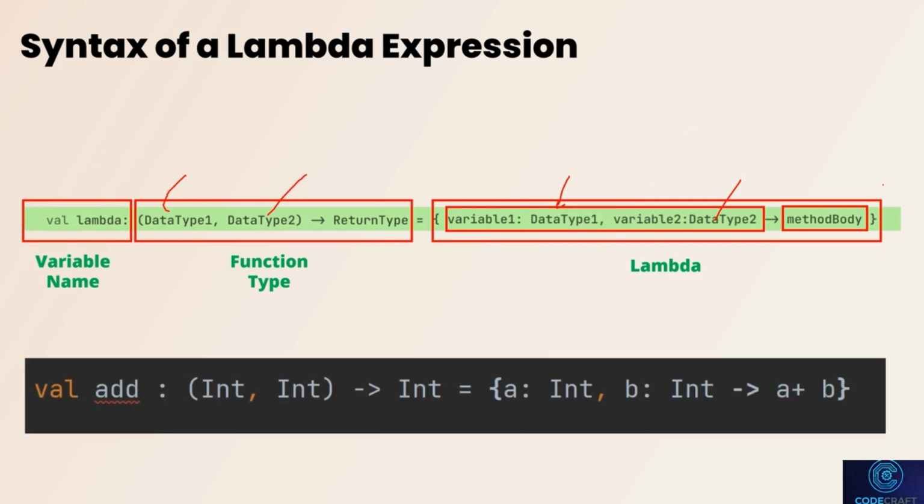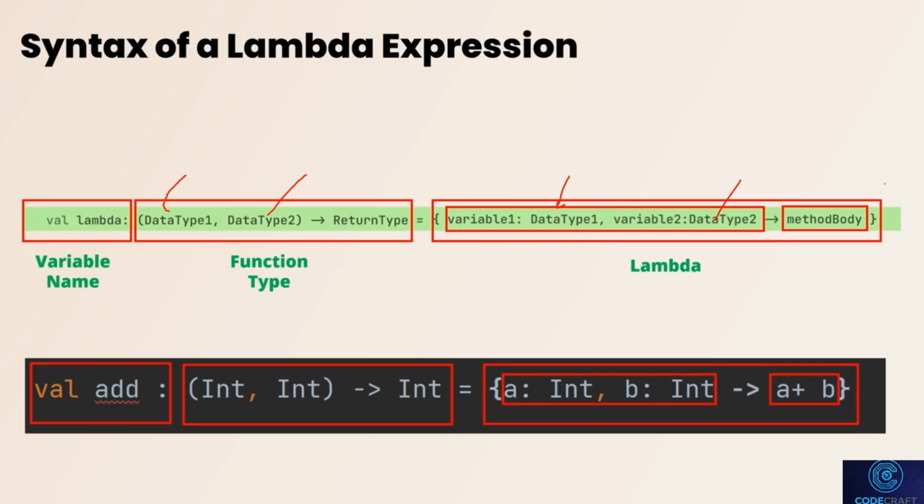For example, val add, this is the variable name, this is the function type, and this is the lambda. This lambda expression will return the addition of a and b, which are the parameters passed and of type Int.